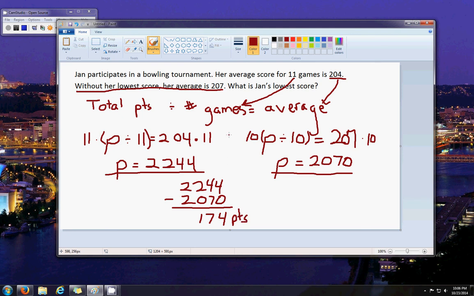Once again, the hard part of this question is coming up with what the variable is going to be. We don't know her total points. So we do know the average, we do know how many games she's playing. What we're trying to figure out are the total points of those 11 games. So with 11 games, her total points was 2,244. With 10 games, it was 2,070. When we find the difference of these two, we found out what she scored in that one game, which is 174 points.